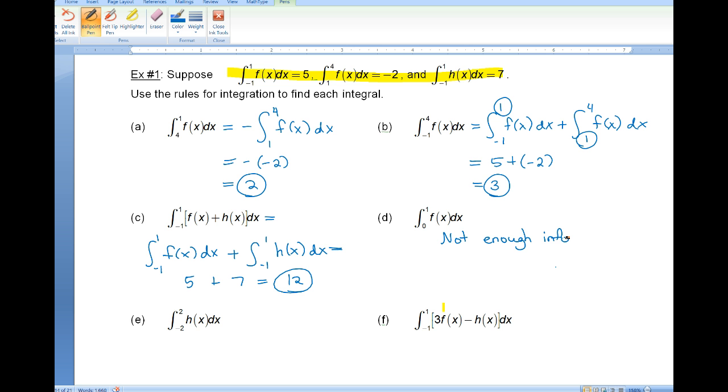Even though it says from -1 to 1 is 5, it's not like we could just cut that in half and say it's 2.5. Only if it was symmetric, but we don't know that necessarily. Same idea. We know from -1 to 1 of h of x dx is 7, but we can't double it unless we knew it was symmetric with respect to the y-axis. So this one's not enough info.